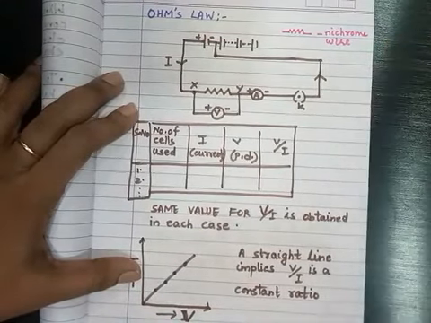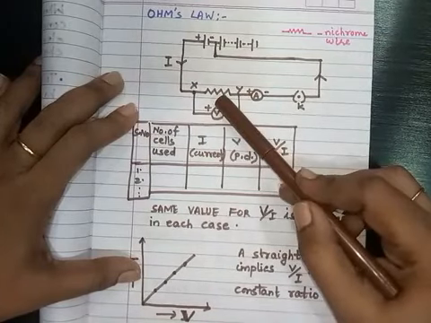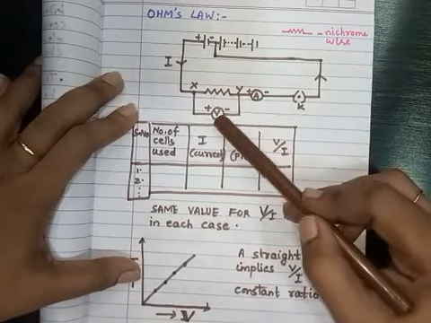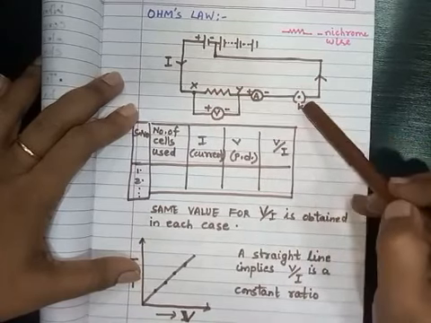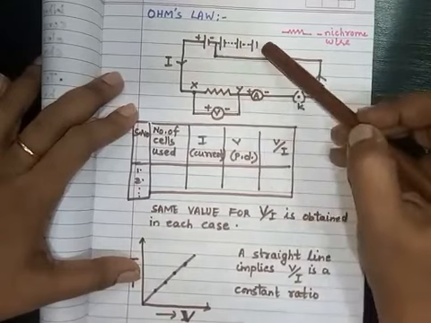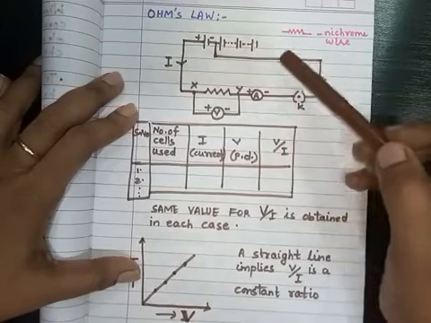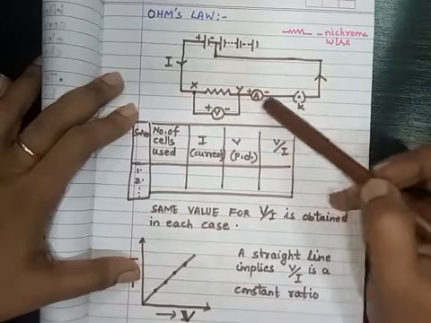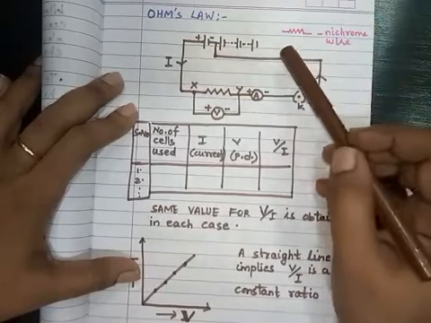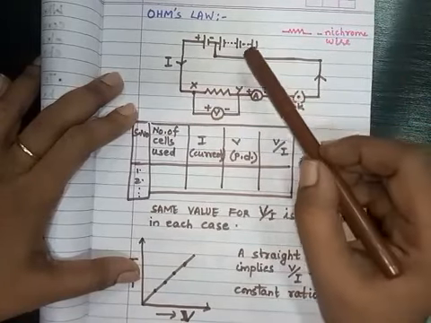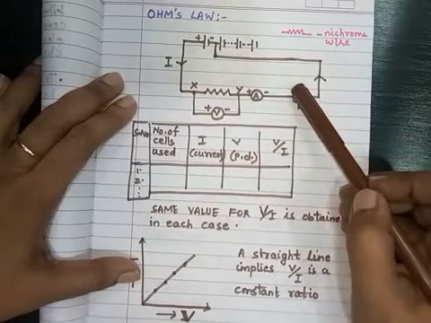What is being done is there is a nichrome wire which has been taken, and there is a voltmeter connected across it, and this nichrome wire is connected in a basic circuit having an ammeter, a key, and an array of cells, wherein we will keep on increasing the number of cells as we perform the experiment. So as soon as we plug in the key, the current starts flowing, and we make an observation table based on this experimental setup.